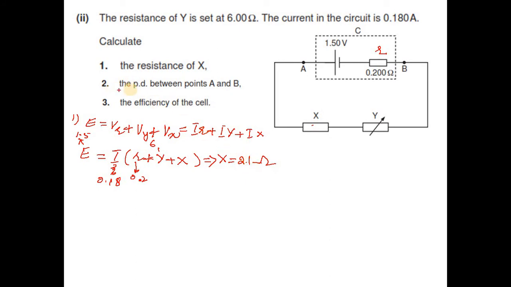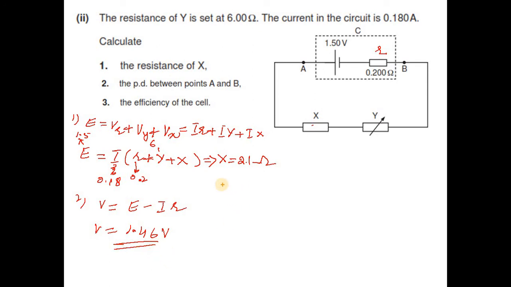Part 2, find the terminal potential difference across A and B. So terminal potential difference across A and B is V is equal to E minus IR. Again, you have all the values, E, I and R. E is 1.5, I is 0.18, R is 0.2. So if you're plugging the value, you can find V is equal to 1.46 volt. This is the terminal potential difference.